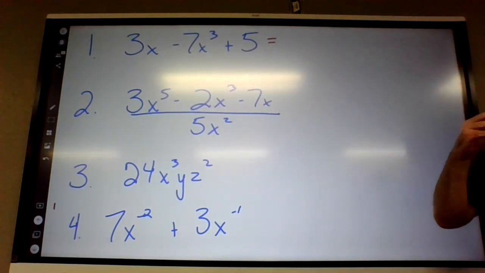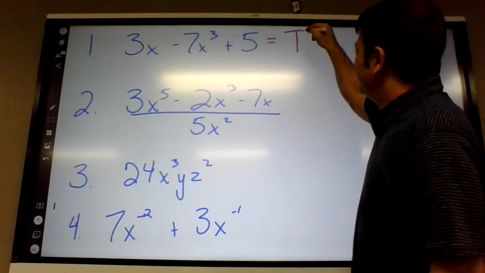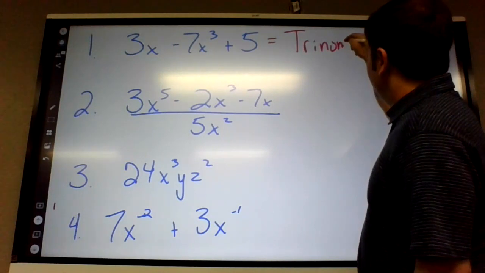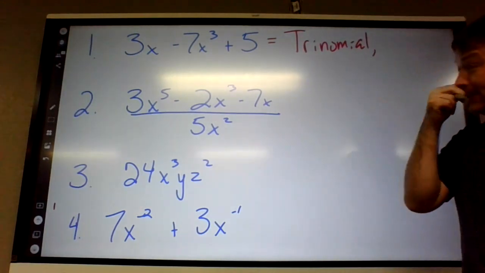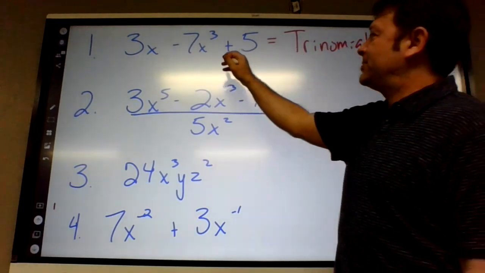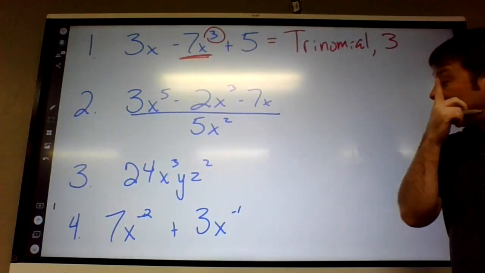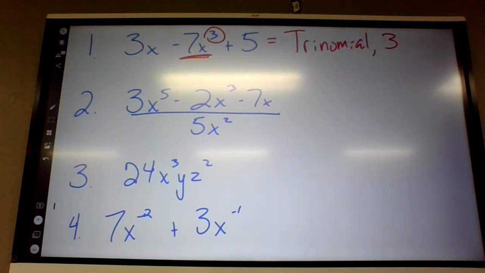Okay. What kind of polynomial is number 1? Trinomial. And what is the degree? 3. So why is it 3? Because the term with the largest powers has a 3. All right. Now, John, number 2.